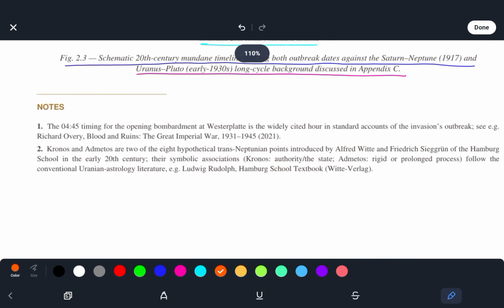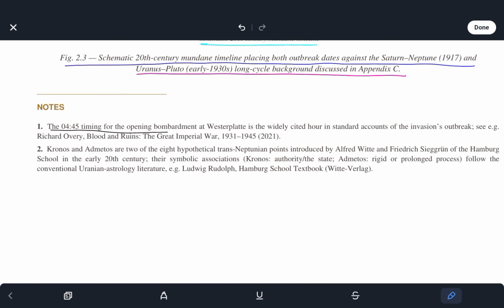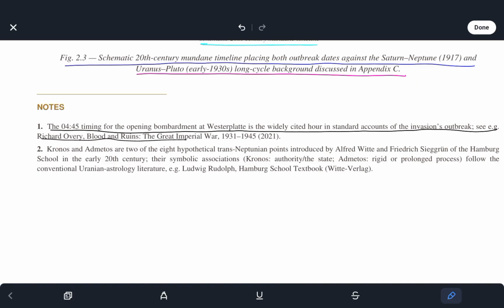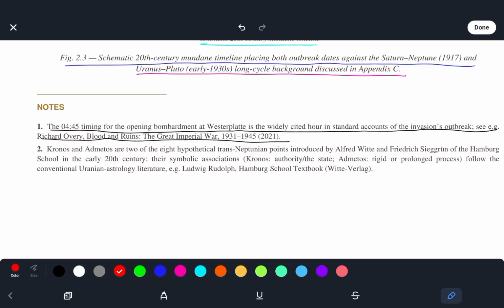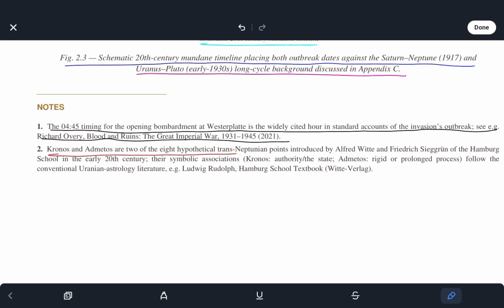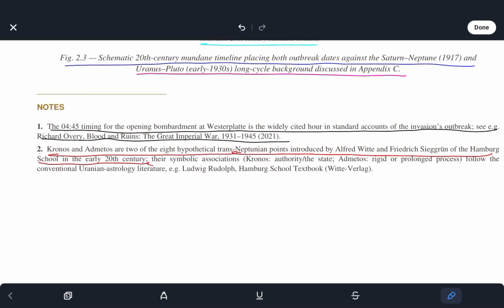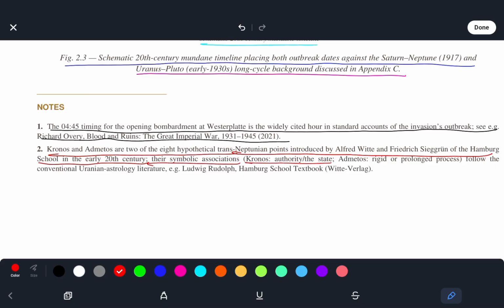And here are the notes. The 4:45 timing for the opening bombardment at Westerplatte is the widely cited hour in standard accounts of the invasion's outbreak. See, for example, Richard Overy, Blood and Ruins, The Great Imperial War. Kronos and Admetos are two of the 8 hypothetical trans-Neptunian points introduced by Alfred Witte and Friedrich Sieggrün of the Hamburg School in the early 20th century. Their symbolic associations, Kronos, authority, the state, Admetos, rigid or prolonged process, follow the conventional Uranian astrology literature. For example, Ludwig Rudolph, Hamburg School textbook.